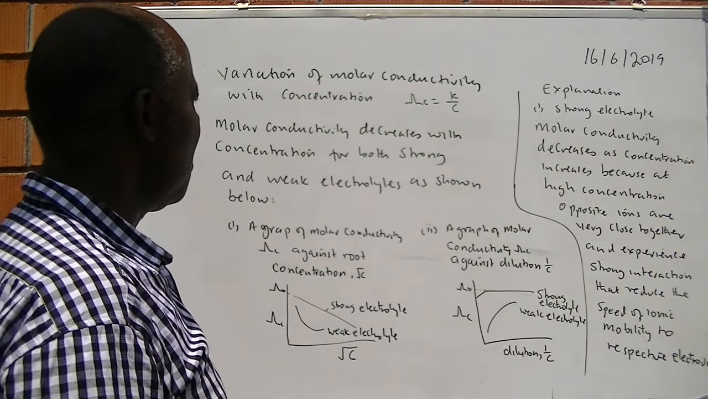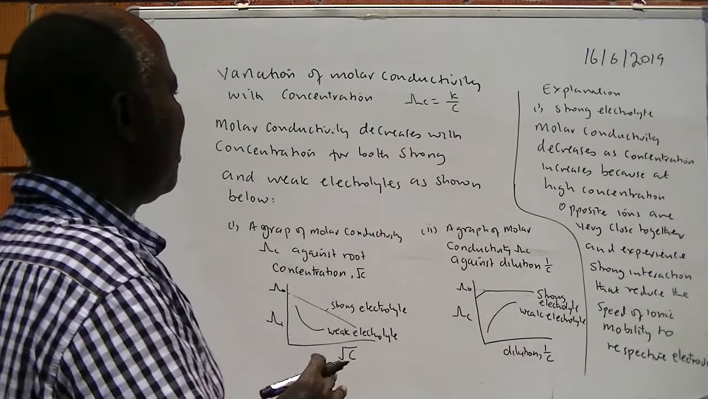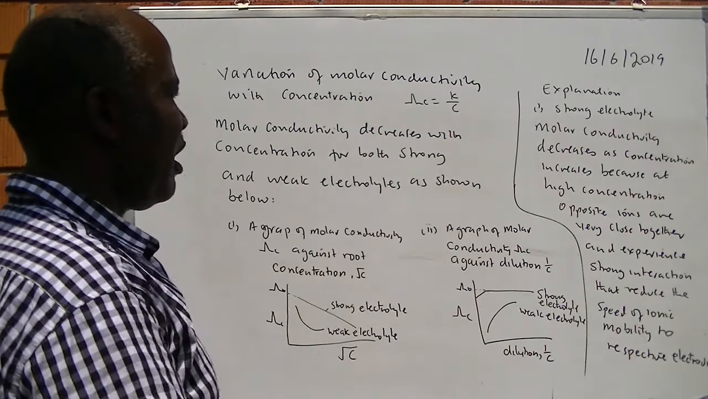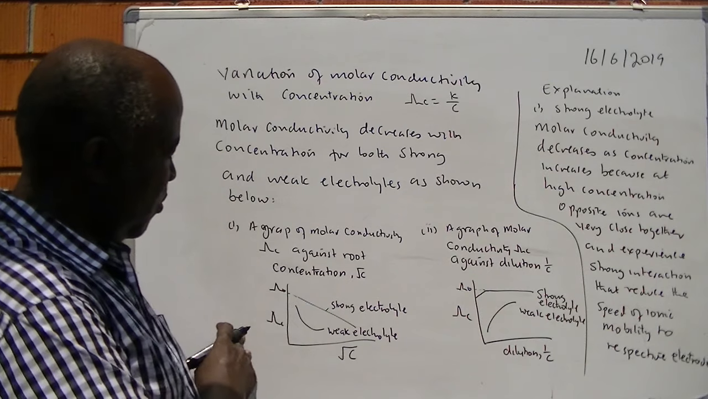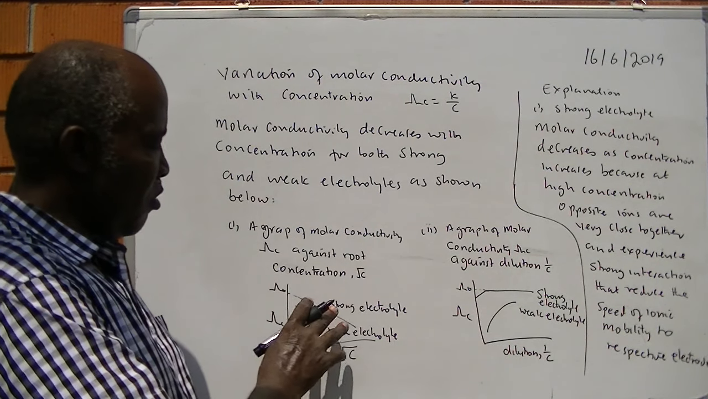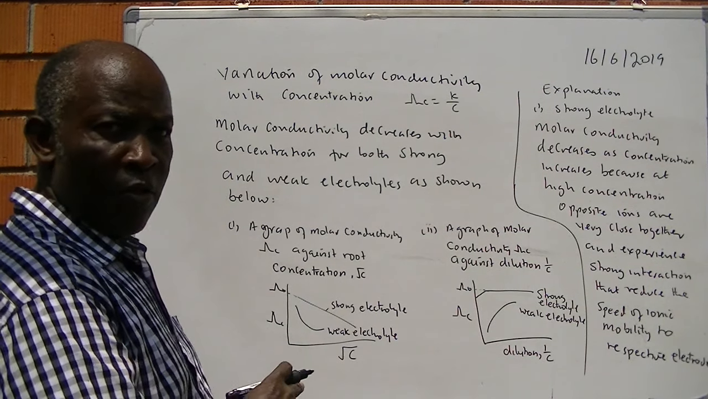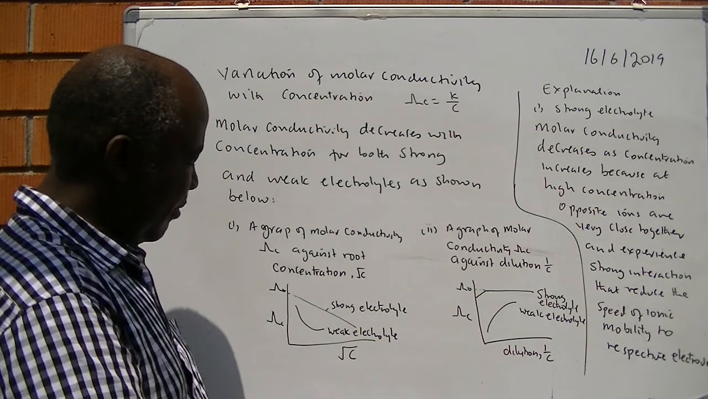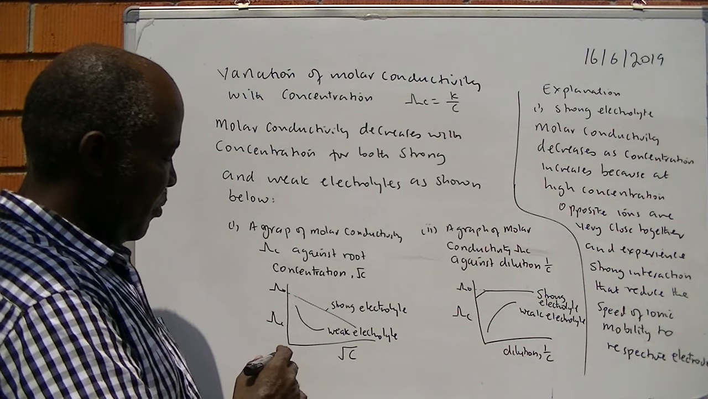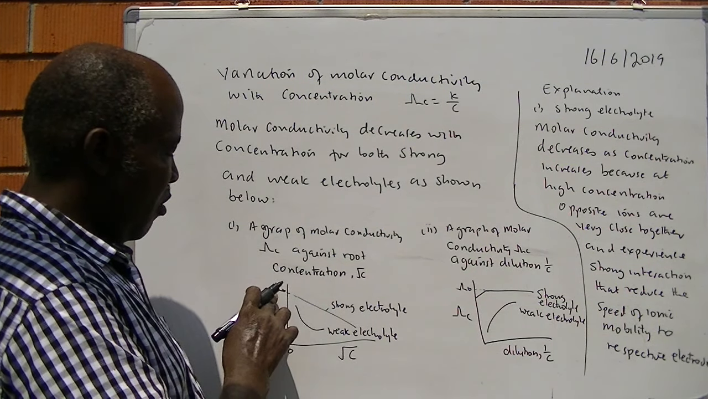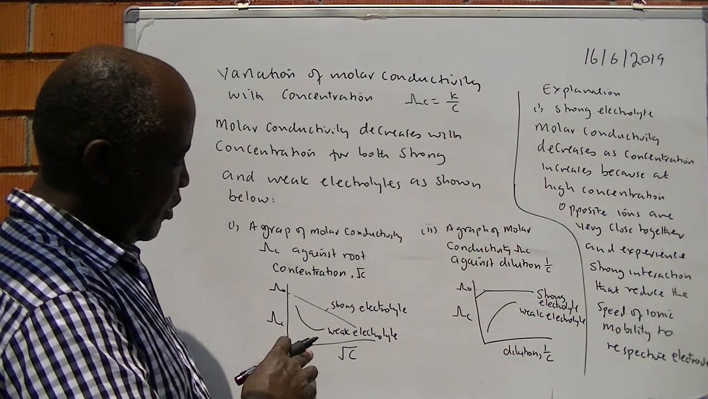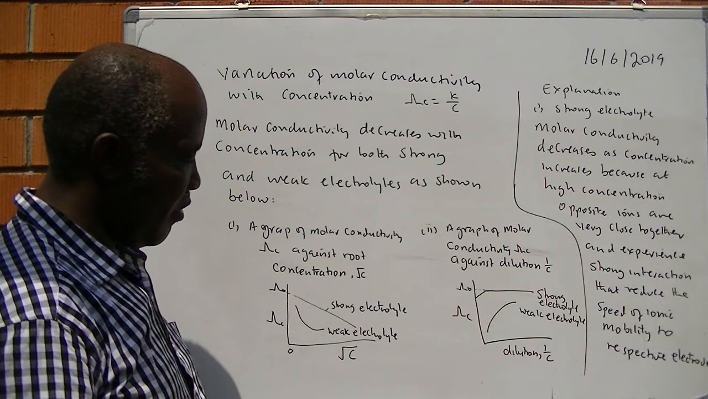However, this is not so. Molar conductivity decreases with concentration for both strong and weak electrolytes, as shown below. When we plot a graph of molar conductivity against root concentration for a strong electrolyte, we get a straight line. When we extrapolate this line to zero, we get molar conductivity at infinite dilution. Then, for a weak electrolyte, we get a curve.